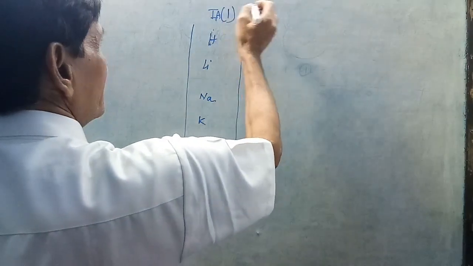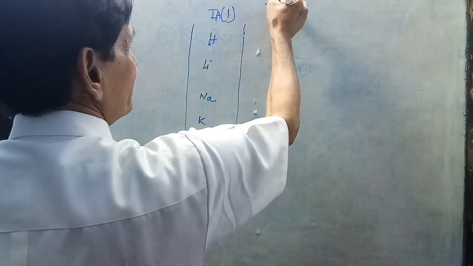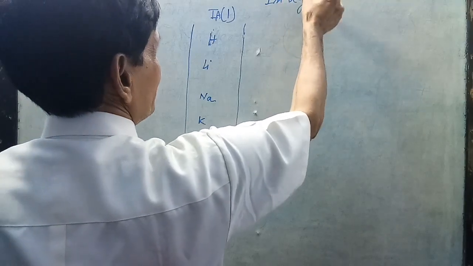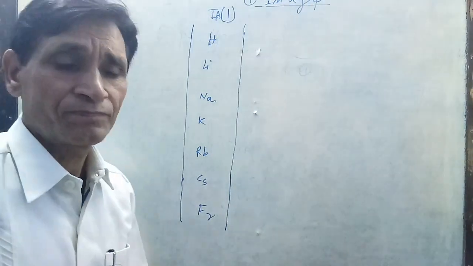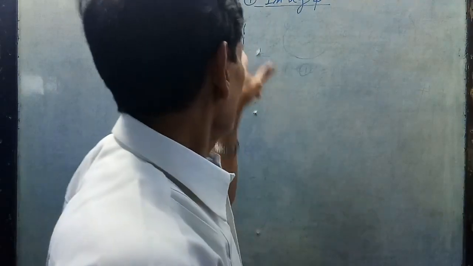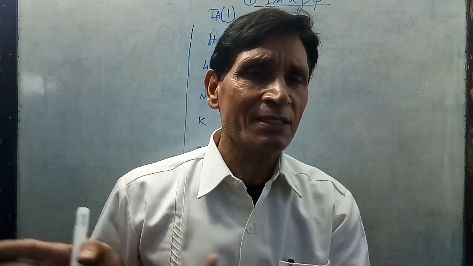Then the first point is variation of ionization energy in a group. On moving down the group, ionization energy decreases. Reason: what is the reason? Because atomic size increases due to successive increase in the number of shells.